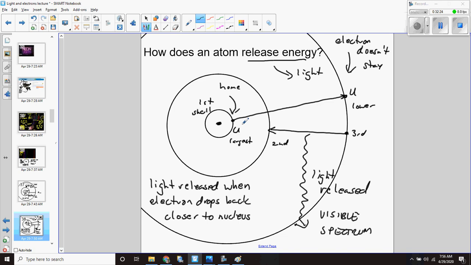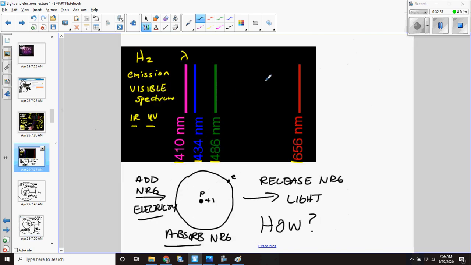So the next question we want to answer is this. I'm going to go back to this slide. So this is our next question in order. Why these wavelengths?